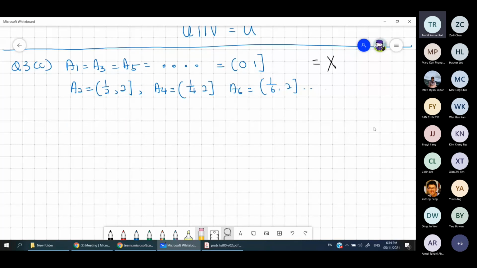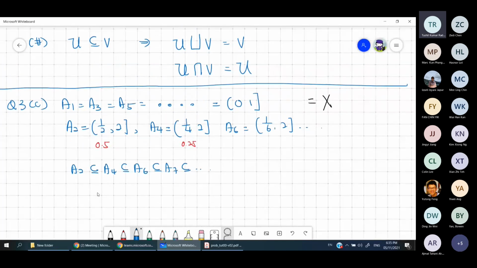Maybe before that, just look at these even number terms. This is 1 over 2, then 1 over 4 and 1 over 6. Imagine the line. So this is 0.5, right? You imagine the line yourself. If you draw the line for each of them, it's getting longer and longer. So that's why A2 is a subset of A4, which is a subset of this. Get a picture? Okay, that's the picture, right?